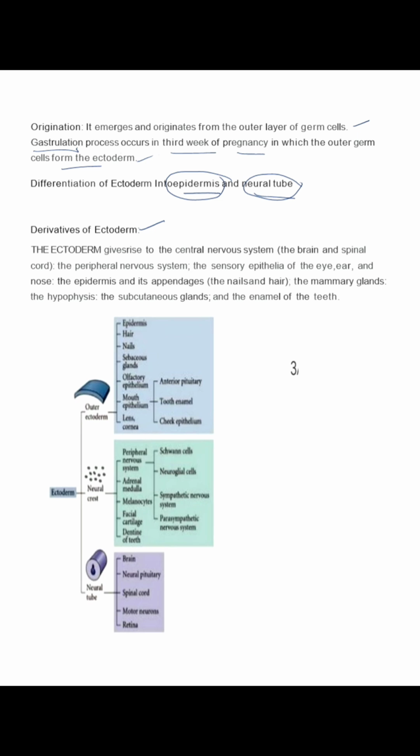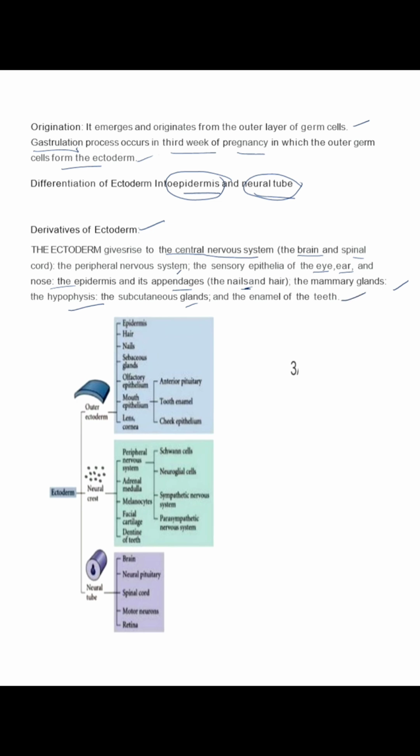So ectoderm will form the central nervous system, that is nothing but the brain and the spinal cord. Then the peripheral nervous system. Then the sensory epithelia of the eye, ear, and the nose, and the epithelium and its appendages like hairs and nails, and the mammary glands, the hypophysis, and subcutaneous gland, and the enamel of the teeth.